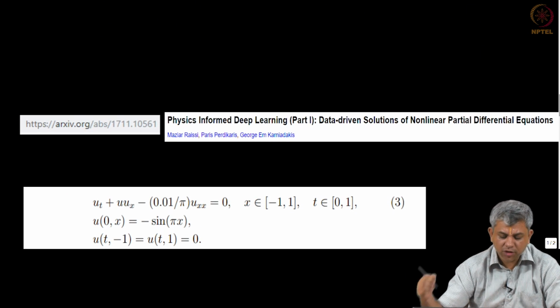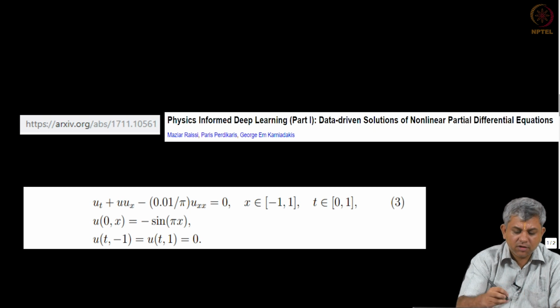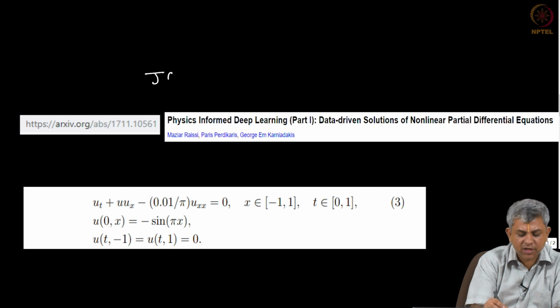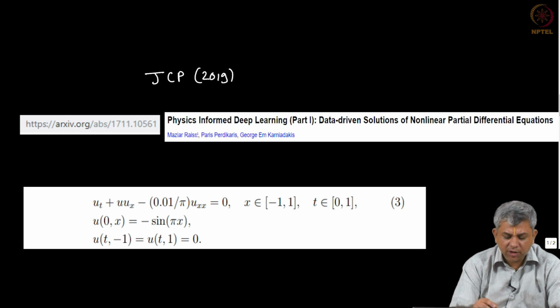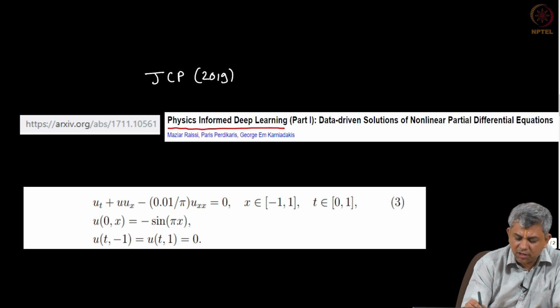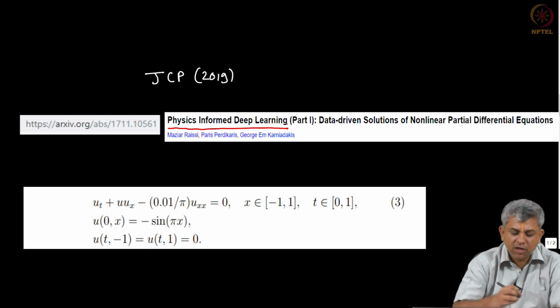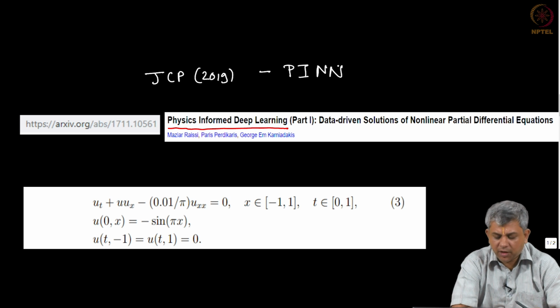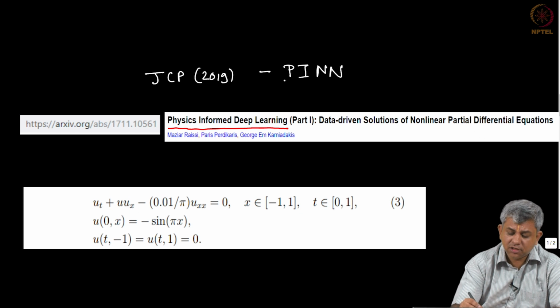Okay. So, here is the link to the paper. It is on arXiv, well, it has now been published in the Journal of Computational Physics, I think this year only, 2019, but you can search for this. They call this physics informed deep learning or physics informed neural networks, PINN, as they call it.